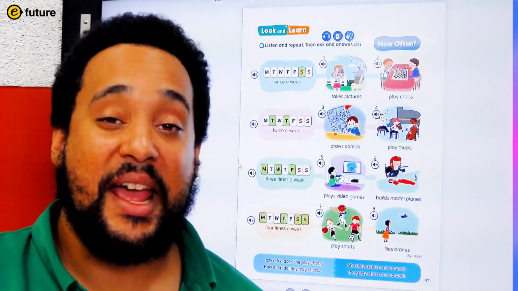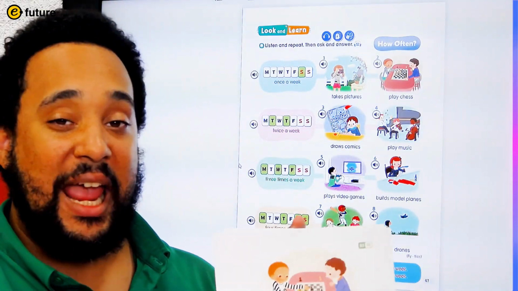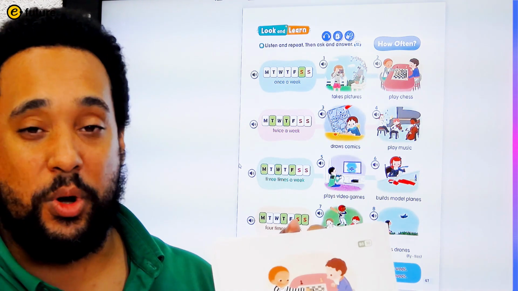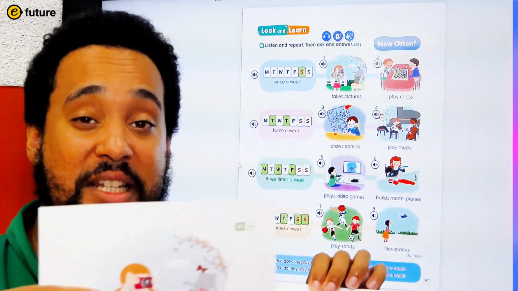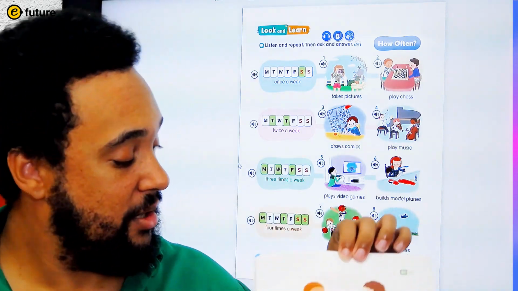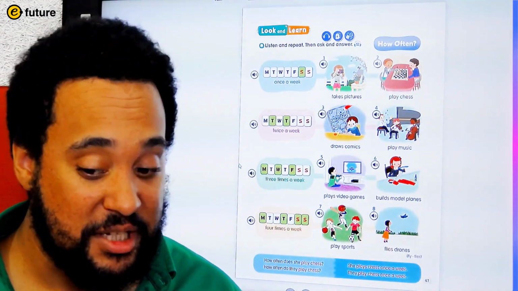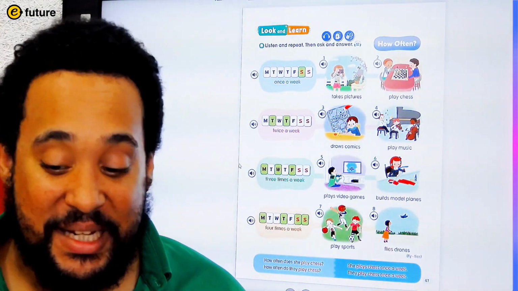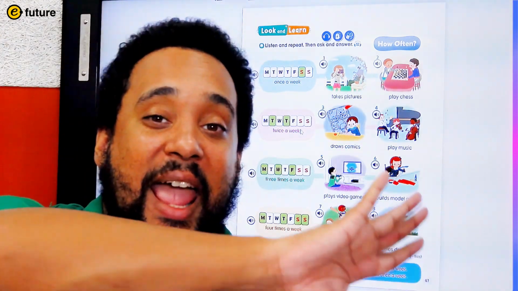Then, the next person will say that sentence and choose a new one. Choose a new word and say both sentences. So, she takes pictures twice a week. They play chess 3 times a week. And then the third person will have to say 3 sentences. So what we will do is we're going to try and say 8 sentences.